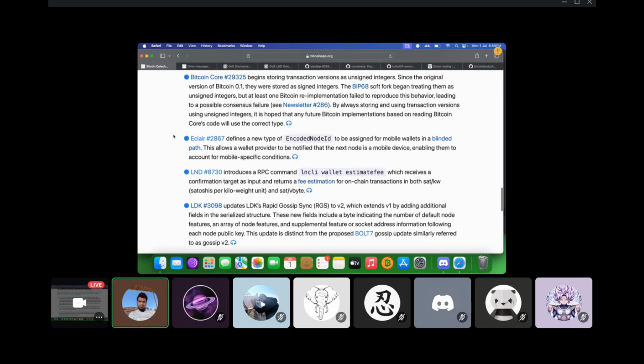Eclair defines a new type of encoded node ID to be assigned for mobile wallets in a blinded path. This allows a wallet provider to be notified that the next node is a mobile device, enabling them to account for mobile specific conditions. Okay. So basically, what this PR does is that in a blinded path, what's a blinded path?